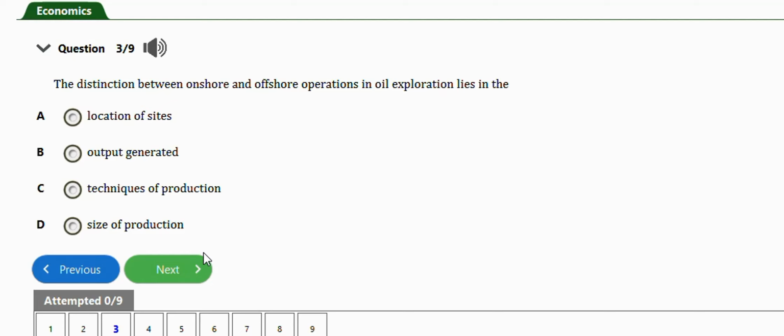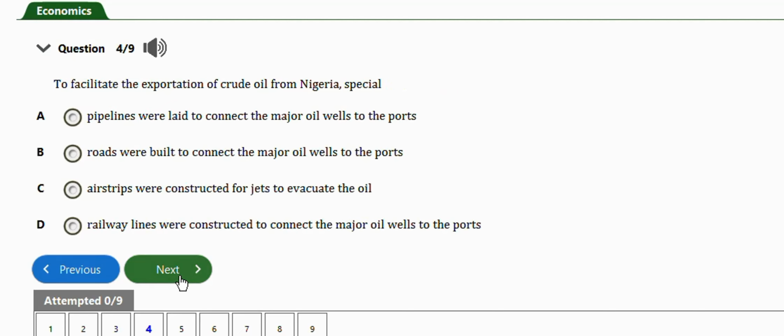Okay, next question says to facilitate the exploration of crude oil from Nigeria, special pipelines were laid to connect the major oil wells to the ports. Roads were built to connect the major oil wells to the ports. Airstrips were constructed for jets to evacuate the oil. Railway lines were constructed to connect the major oil wells to the ports. Right answer is option A. Pipelines were laid to connect the major oil wells to the ports.